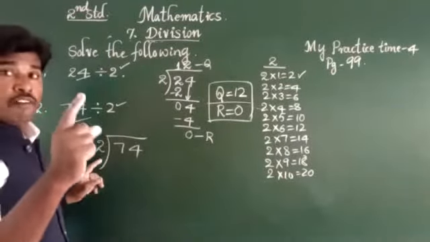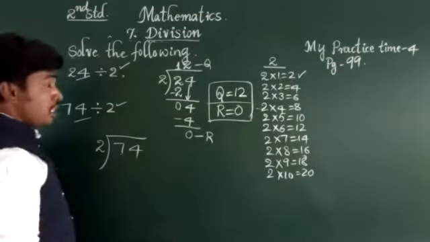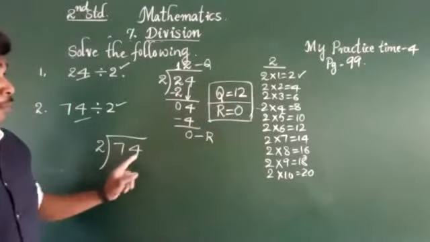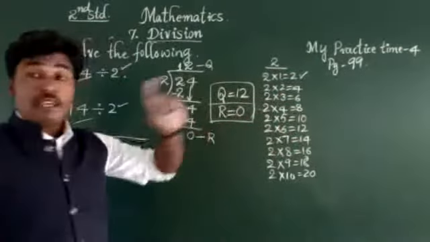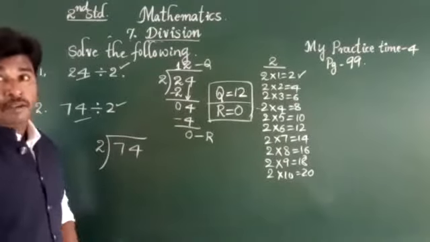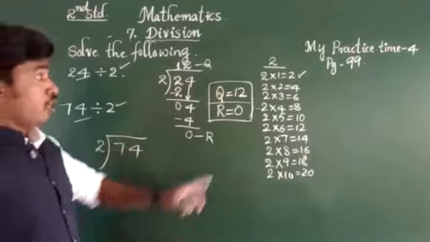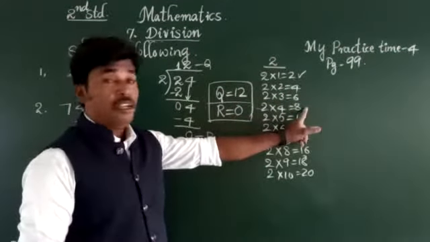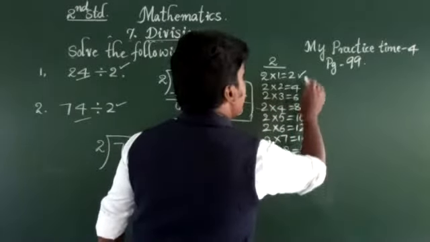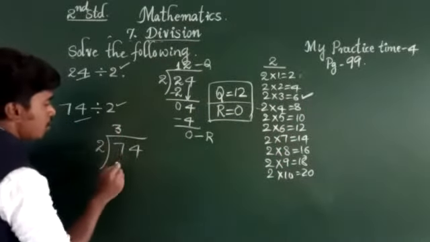Here 2 contains only one place, so you take the first place, that is 7. You see the multiplication table of 2, which multiple is equal to 7 or less than 7. Don't take greater than 7. 8, 9, 10 should not be taken. Below 7 only you must take. 2, 4, 6, 8. 8 is more than 7, so you take this 6. 2 threes are 6.